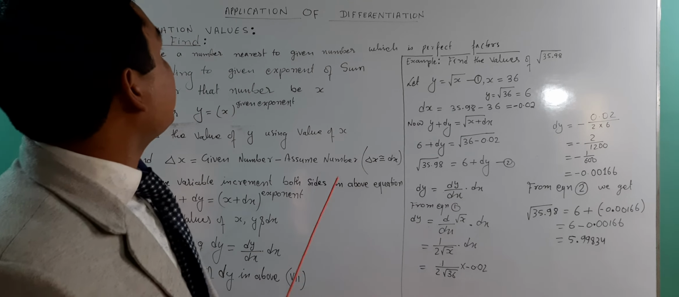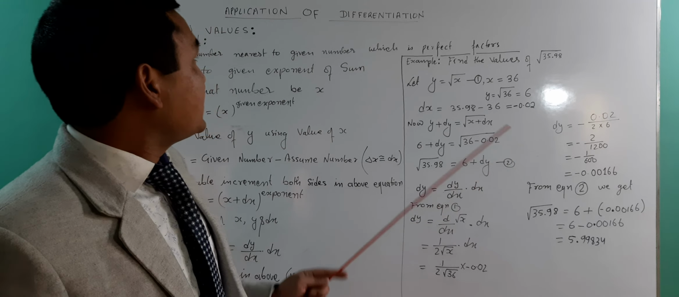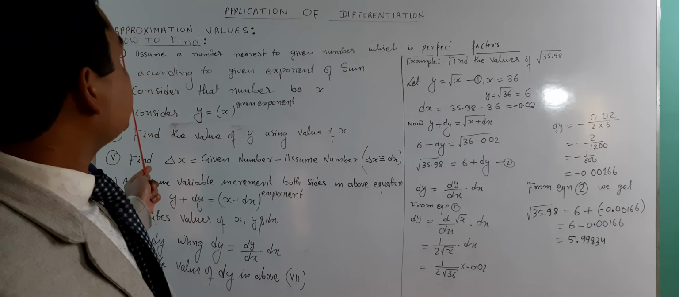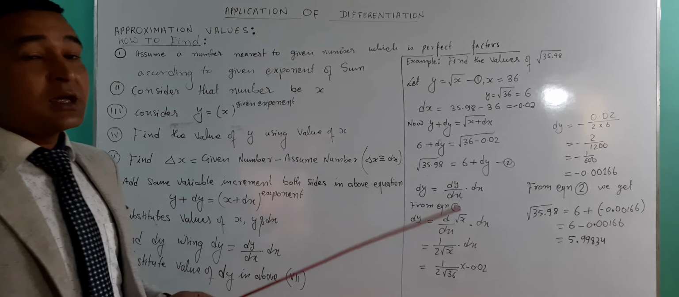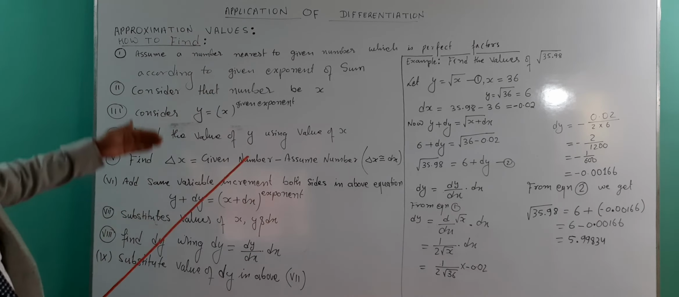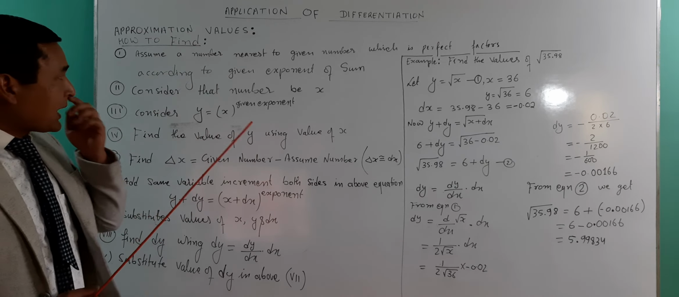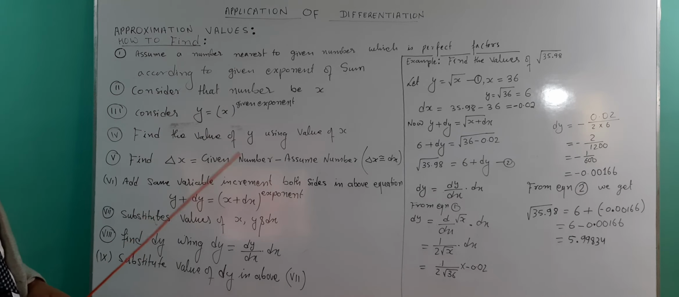The chapter name of class 12 mathematics is application of differentiations. The subtopic of application of differentiation is approximation value. Then how to find the approximation value? I have given some hints. If you go through these, it is easy to solve the problem, and it is the same for all types of problems.